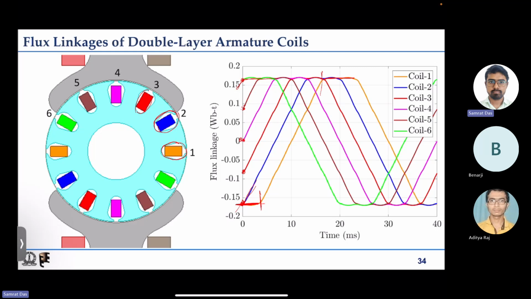So whatever the induced EMFs of these 5 coils are, they will get added up and be reflected as the induced EMF of the entire armature coil. Say all these are almost straight lines of equal slopes. So if 10 volt per coil is the induced EMF, the entire induced EMF will be 1, 2, 3, 4, 5, 5 into 10, that is 50 volt. That's all.